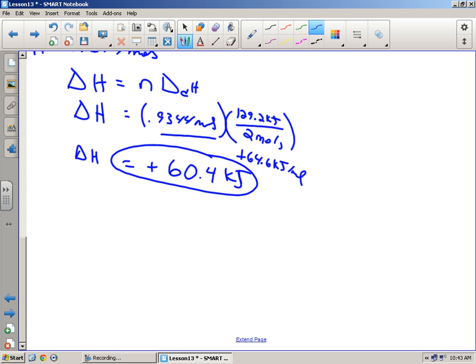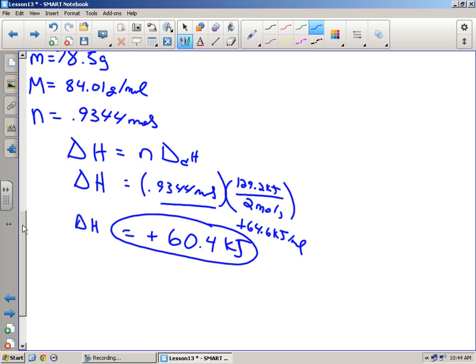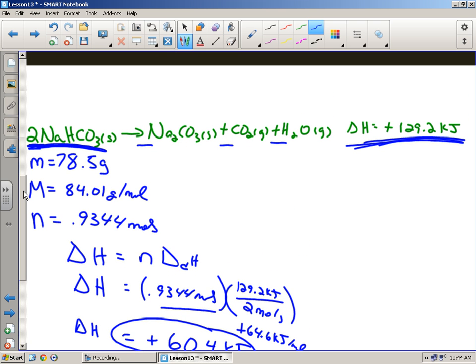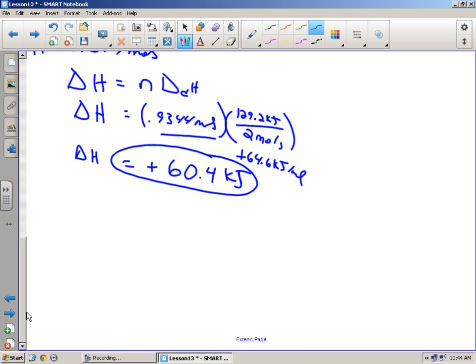And if that gave you a little bit of trouble, you need to start practicing some questions, because that's a straightforward one that we need to be able to do. You don't have to do it like that. I told you before, look, good old-fashioned stoichiometry. It's a ratio proportion thing. 2 moles gives me 129.2. Look, you could just do this.